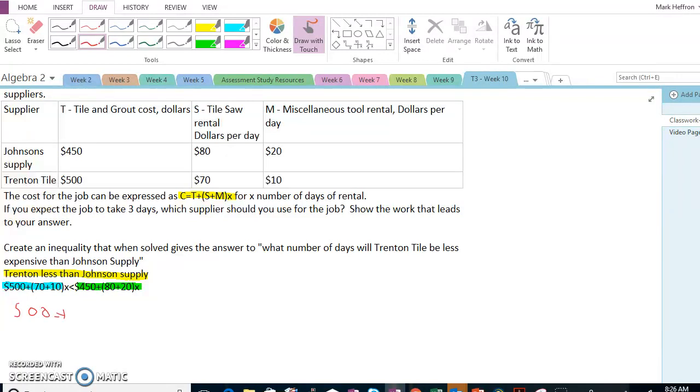plus, so we've got 500 plus 80x on the left is less than 450 plus 100x on the right. I always try to keep my x's positive, so I'm going to subtract 80x from both sides. So after I subtract 80x from both sides, I have 500 is less than 450 plus 20x, and now I will subtract 450 from both sides.